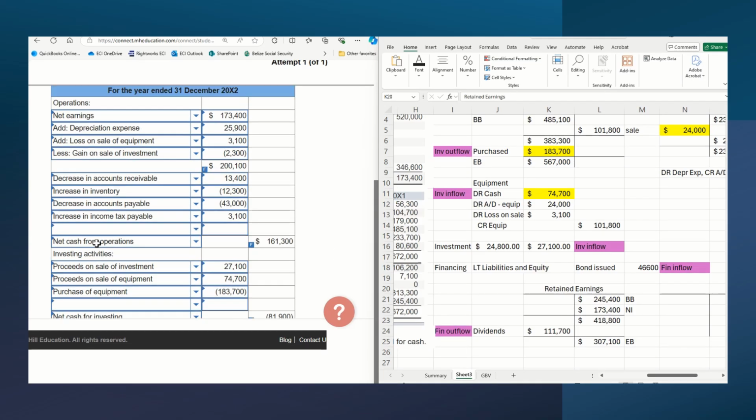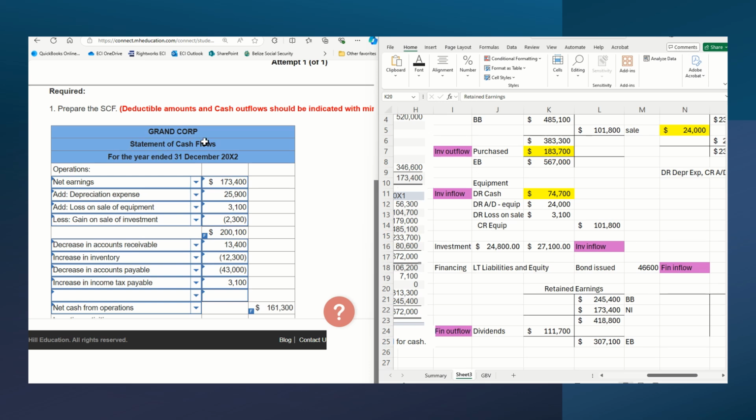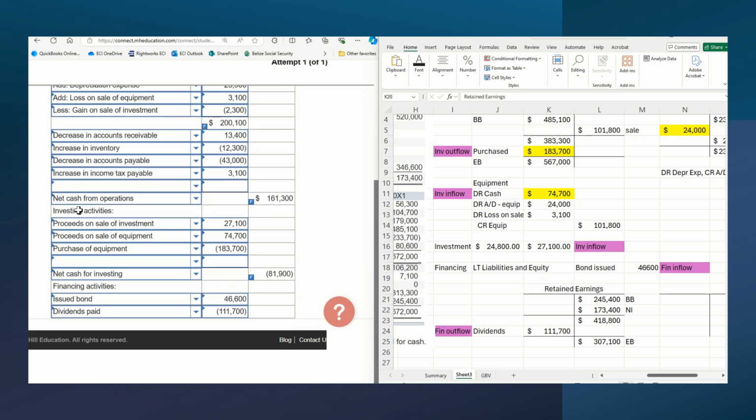So finally, what I want to show you here is the actual statement of cash flows here. And you can see the operation activities. We already talked about that earlier on, so that's simple. But now let's look at the ones we just completed the T accounts for. So here is the investing activities. So the proceeds on sale of investment of 27.1 that we said was going to be an investing inflow here. The proceeds on the sale of equipment, which we calculated right here, debit cash 74,700 as an inflow, and of course the purchase of equipment, which is right here in our T account that we calculated of the 183.7.